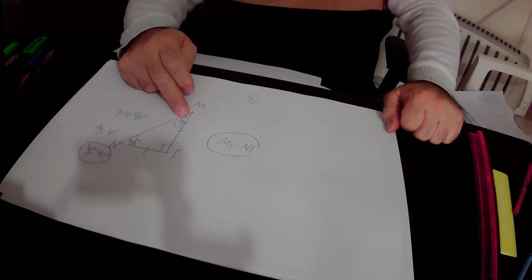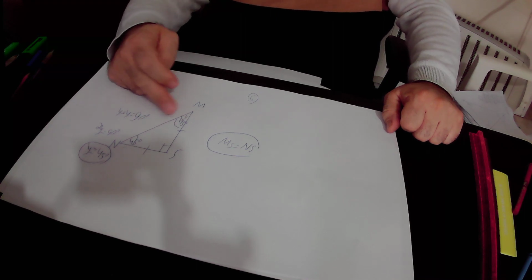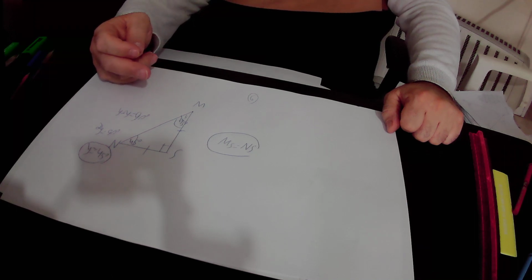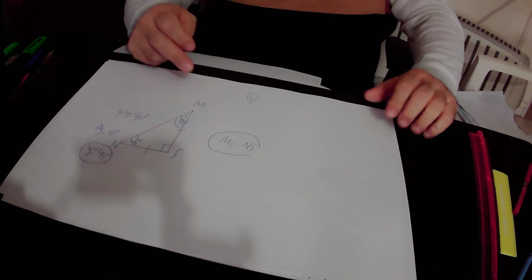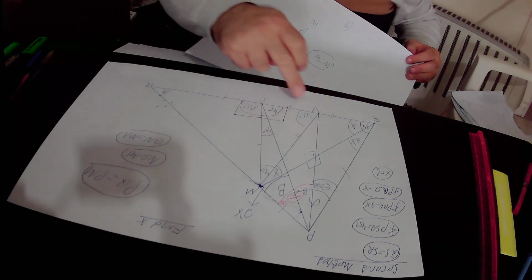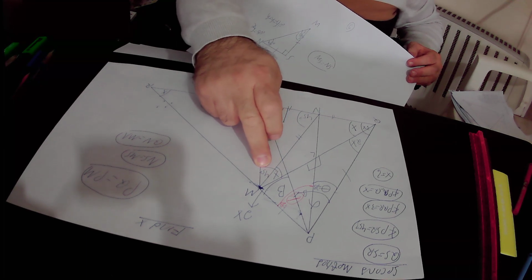So this angle equals 90 degrees and this angle equals 45 degrees, and this angle also equals 45 degrees. So we found out that angle MNS equals 45 degrees. Angle MNS equals 45 degrees. And this angle also equals 45 degrees.